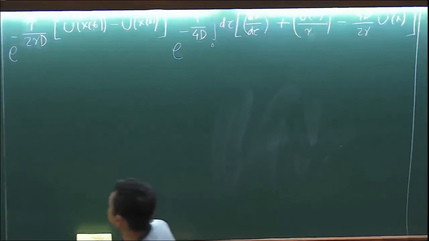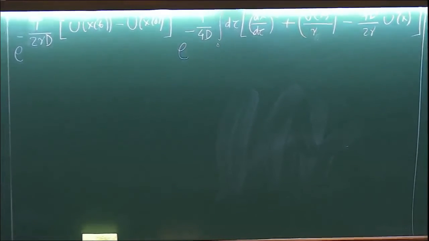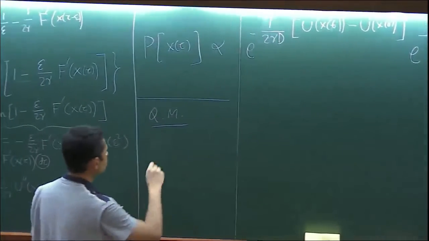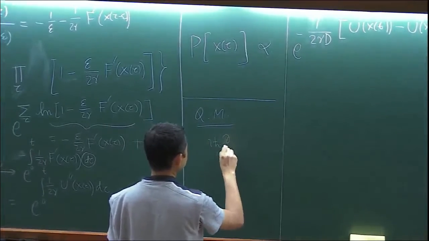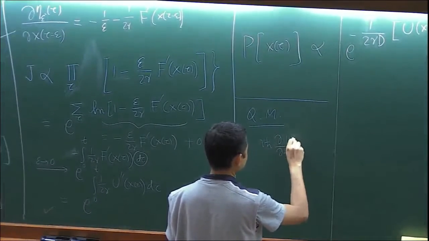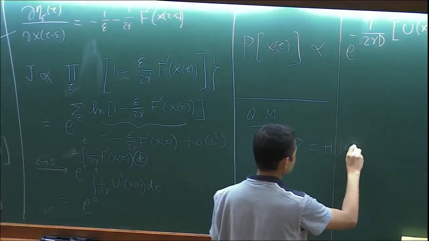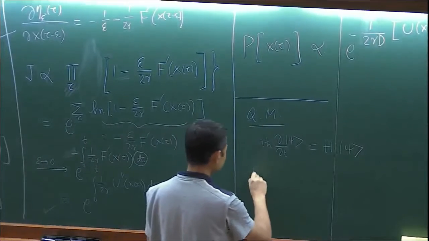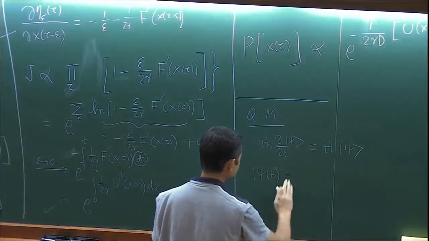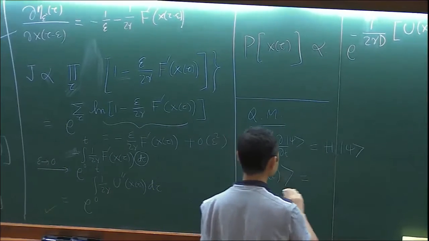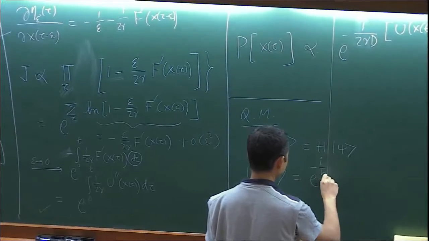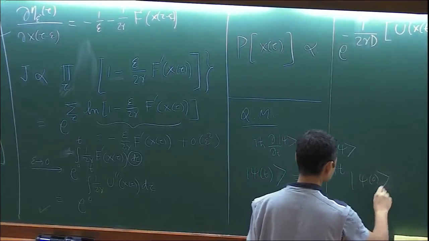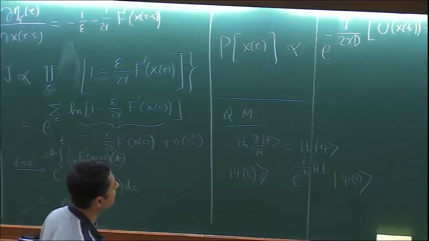Now let's go to quantum mechanics. In quantum mechanics, this is the evolution, right? So you know that psi at t is given by exponential of minus i by h cross H t, psi 0. Okay.